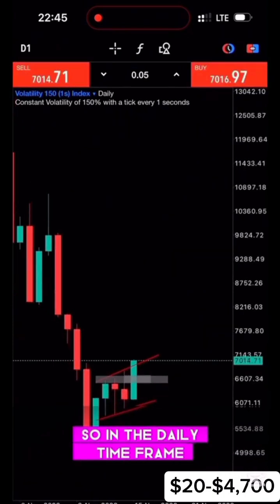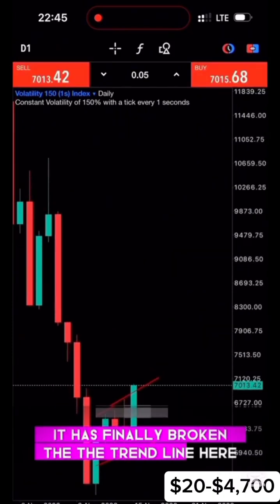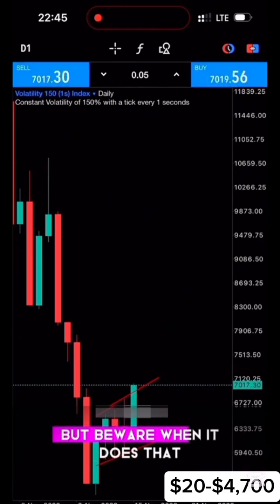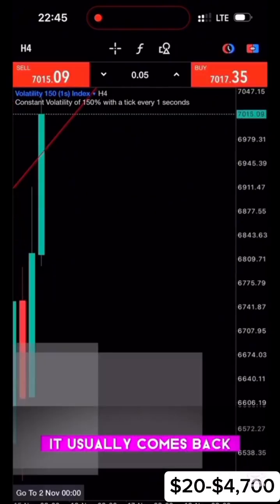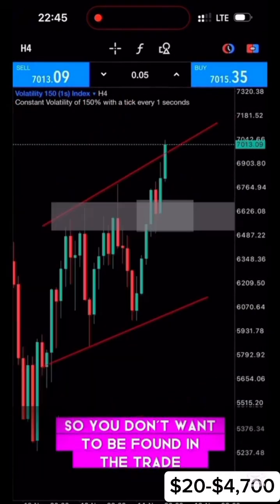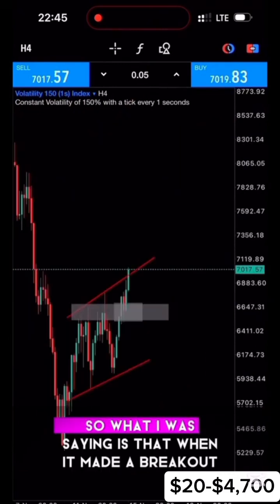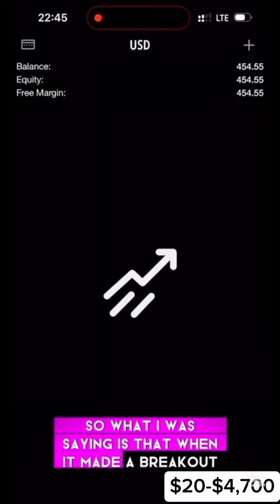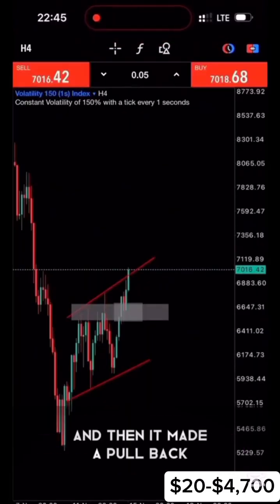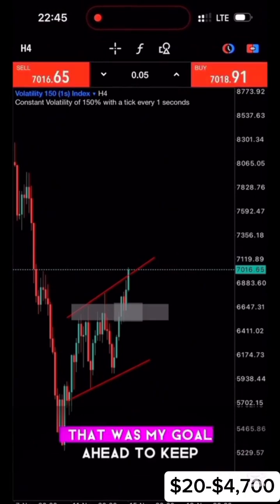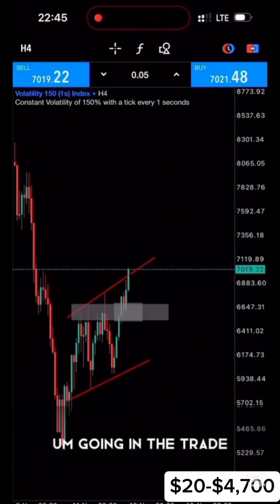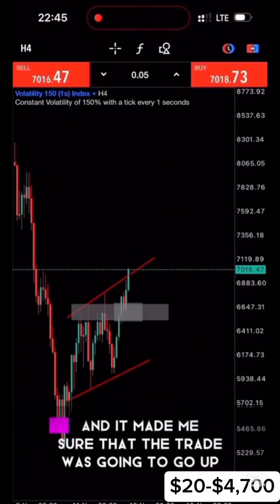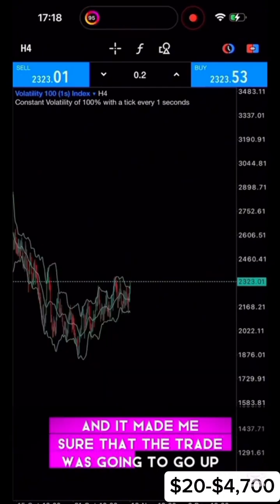So in the daily time frame, it has finally broken the trend line here. But beware, when it does that, it usually comes back. So you don't want to be found in the trade during this time. What I was saying is that when it made a breakout in the trend line there, and then it made a pullback, that was my go ahead to keep going in the trade, and it made me sure that the trade was going to go up.